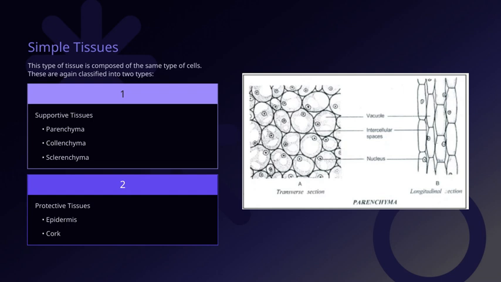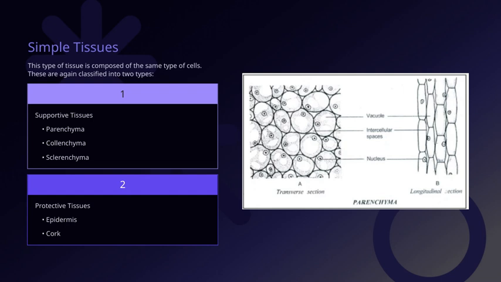Collenchyma offers flexible support, especially in growing parts. Sclerenchyma, on the other hand, is tough and provides strength and rigidity. On the other hand, we have protective tissues, which serve as the first line of defense for the plant. The epidermis forms the outer covering of young plants and helps prevent water loss, while cork replaces the epidermis in mature parts, offering additional protection and durability.